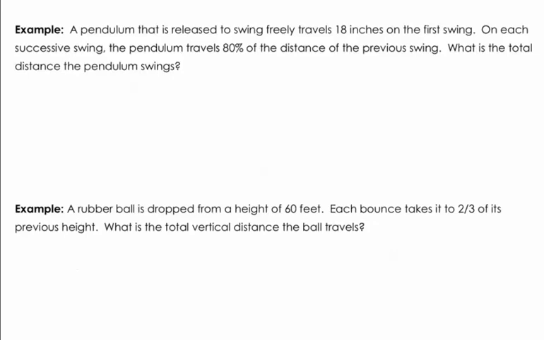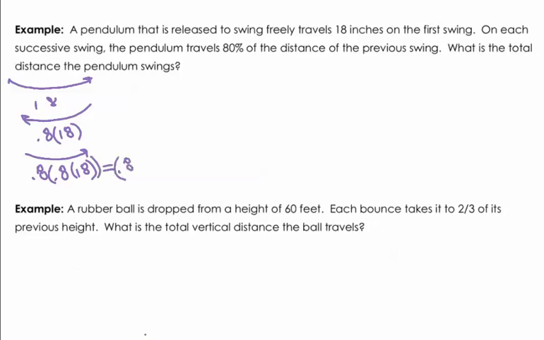We kind of draw a visual of this. That first swing, it's going to go 18 inches. So start to end is 18 inches. And then on the second swing, it's going to come back, but it's only going to go 80%. So we can think of like 0.8 times 18. And then it's going to go back this way, 80% of this one. So it's going to be 80% of 18, which we can write as 0.8 squared times 18.